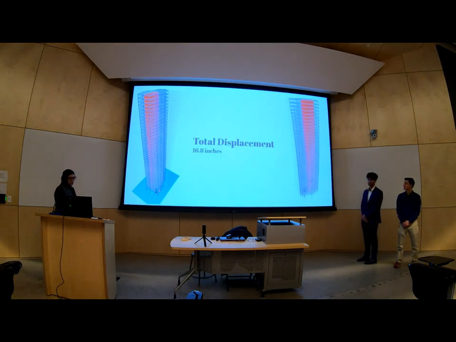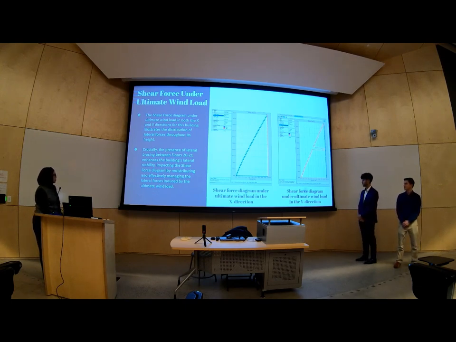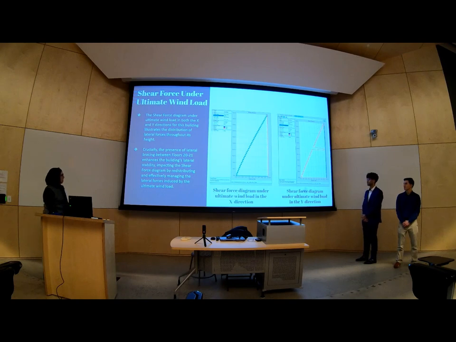And this is the ETABS model and also the animated ETABS model to show the displacement of 16.8 inches. So this is the shear force under ultimate wind load. The shear force diagram under ultimate wind load in both the X and Y directions for this building illustrates the distribution of lateral forces throughout its height.